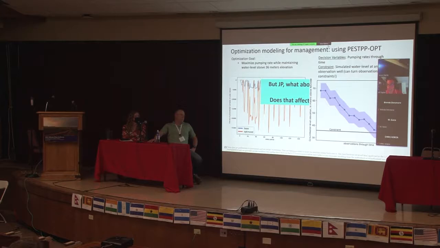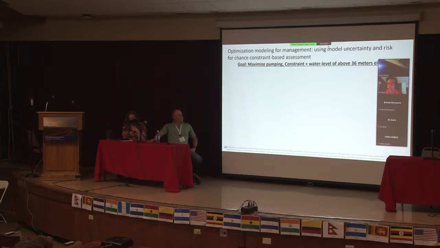And so what you'd see here is something interesting. Some of the model runs with different combinations of acceptable parameters, using the same orange line for optimized pumping value, actually produce water levels below the constraint. So you're probably thinking, well, that's not good. What are you supposed to do with that? And in this new PESTPP-OPT tool, you can actually use risk assessment and combine that model uncertainty with the optimization in what's called chance-based constraint assessment.